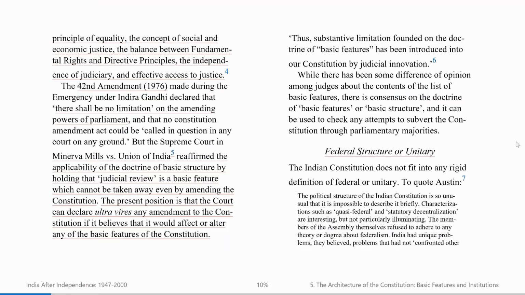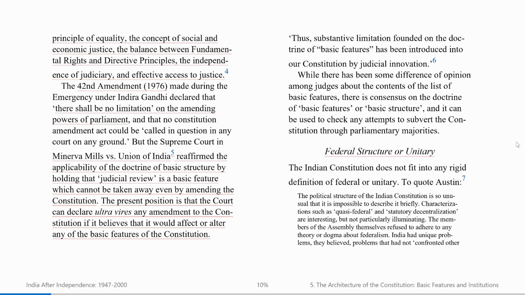Okay, let's continue. The federal structure or unitary. Now the question normally is whether India is a federal structure or it's unitary. So to quote Granville Austin, right, he says the political structure of the Constitution is so unusual, it is impossible to describe it briefly. He says characterizations such as quasi-federal, statutory decentralization are interesting, but not particularly illuminating. And the members of the assembly themselves refused to adhere to any theory or dogma about federalism.